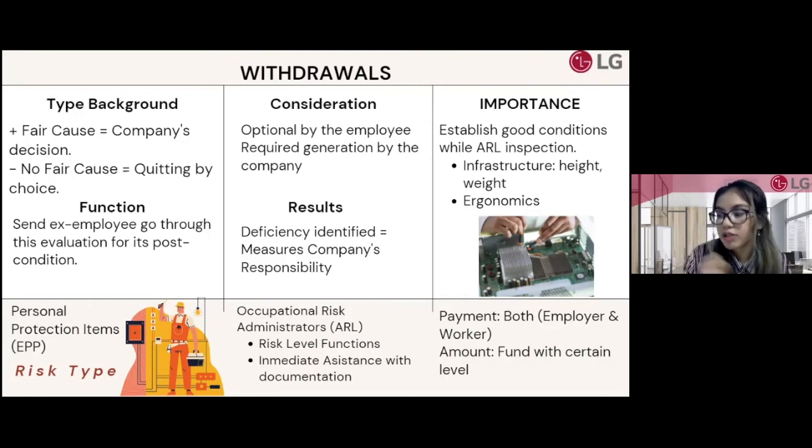So personal protection items are going to be classified according to the risk type developed by the occupational risk administrators. They're going to measure and determine the level of the risk, and they are going to act immediately whenever an accident happens. So that's why it is important to carry all the necessary documentation or health affiliation of the worker.